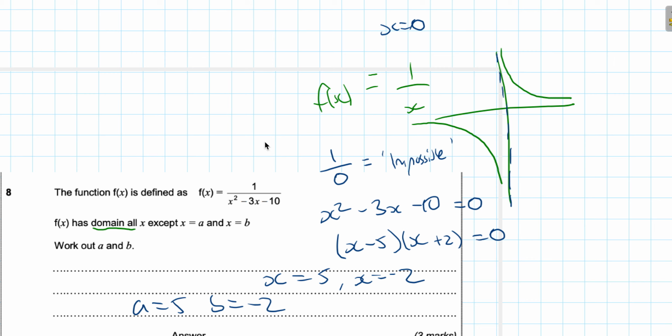Because here if you plugged any of those numbers in, you can always test this on your calculator, so when you're checking your work make sure that you do test. So here you're going to do 5 squared minus 3 times 5 minus 10, and you will get on your calculator an impossible answer. So that shows you that f of x cannot exist for when x equals 5, and then you can plug in x equals minus 2 and test your answer, and you should get another answer of 1 over 0 or an error on your calculator, which shows that f of x cannot exist for that one either. So therefore you have found a and b.